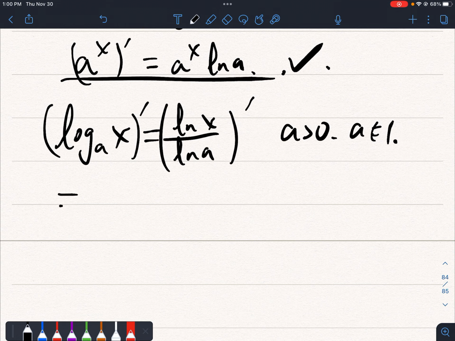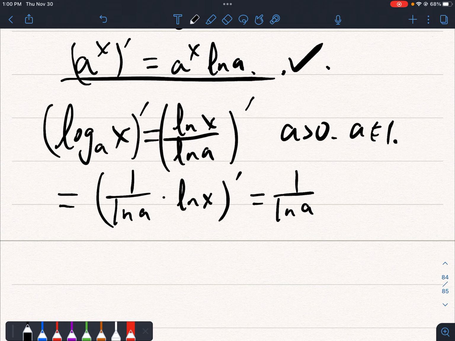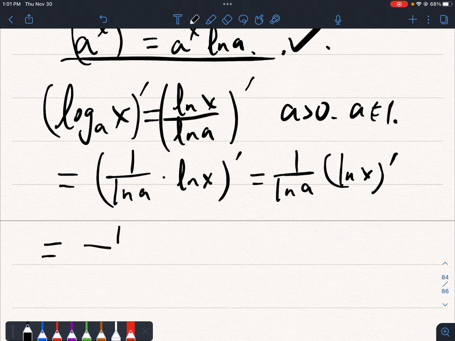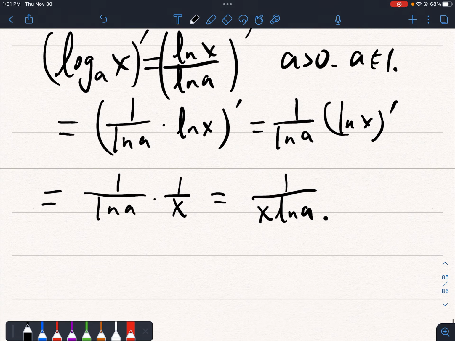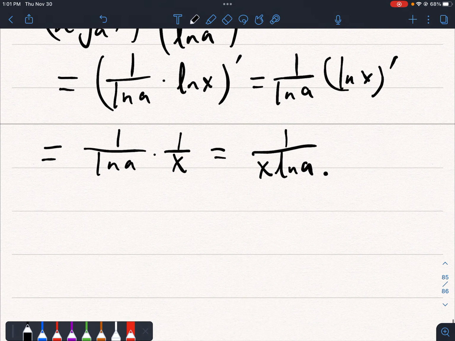So here, log a of x is ln x over ln a. But here it's very easy actually, because this is simply a constant, 1 over ln a, multiplied by ln x. This is a constant, so this is 1 over ln a multiplied by the derivative of ln x. And we know that the derivative of ln x is 1 over x. So this is 1 over ln a times 1 over x, which is 1 over x ln a.